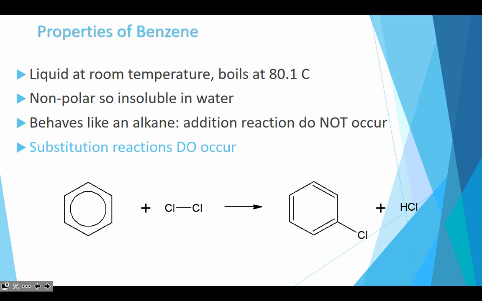So let's take a look at some properties of benzene. It's liquid at room temperature and it boils at 80.1 degrees Celsius. So it boils a lot faster than water. It's nonpolar, so it's insoluble in water. It behaves like an alkane. Addition reactions do not occur, but you can have substitution reactions. Like here I'd have a hydrogen. I can substitute and make that a chlorine. It substituted out the hydrogen and brought in the chlorine. But you can't add it because it behaves like an alkane.